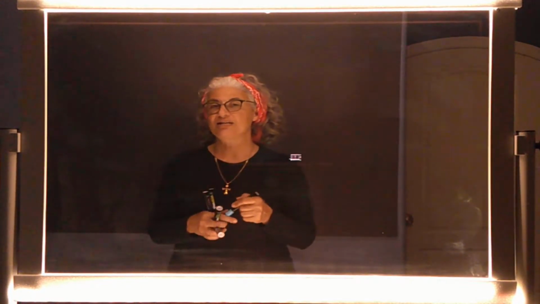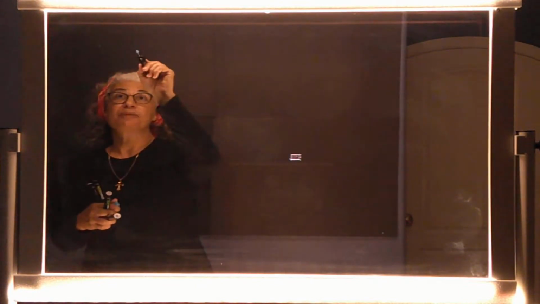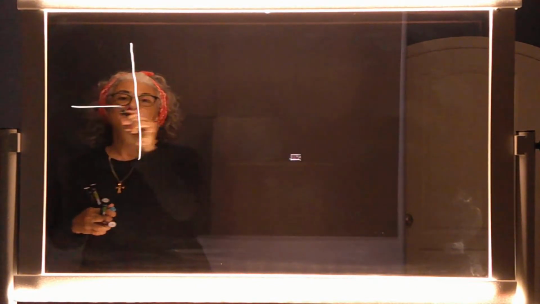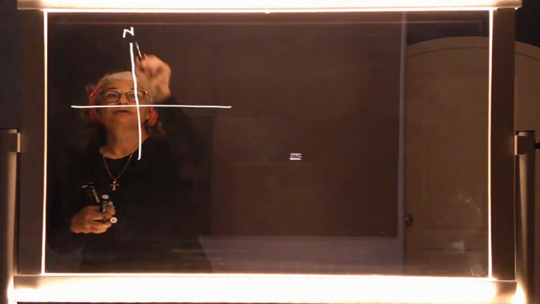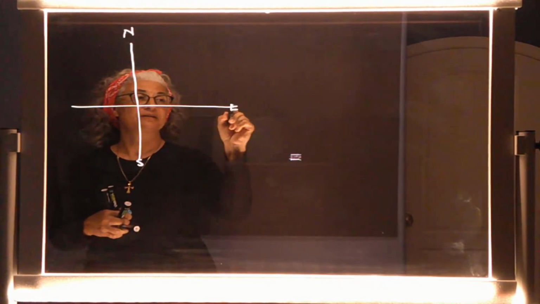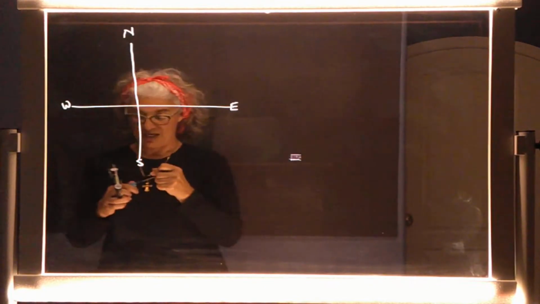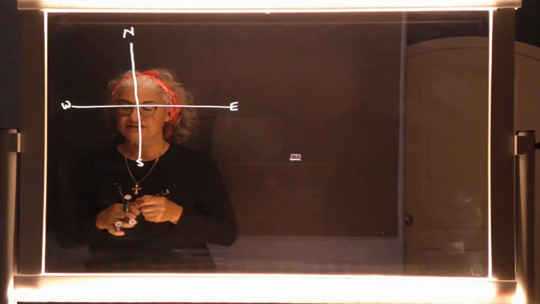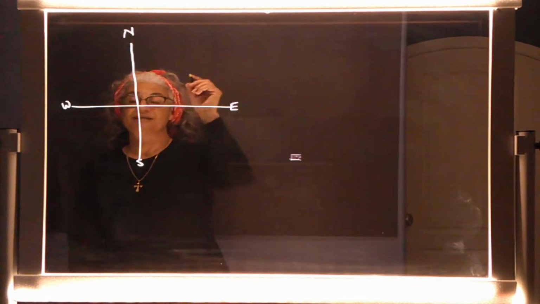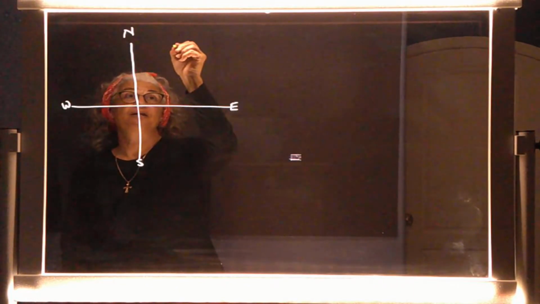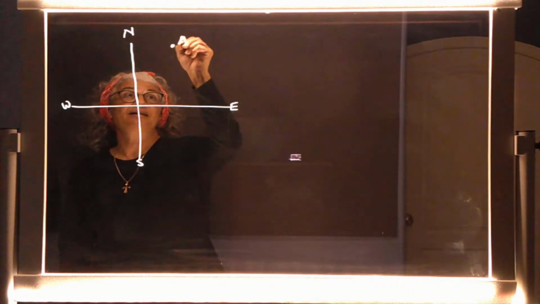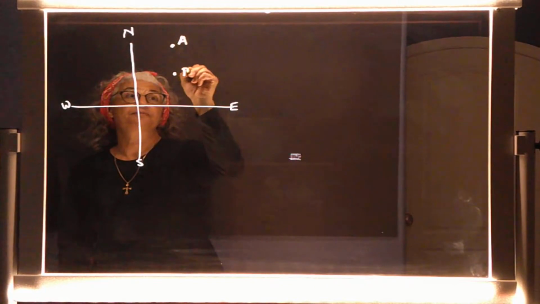Okay, so let's talk about the next problem. They were telling us we have 2 cities, City A and City B. They told us that City A was due north of City B. Agreed? So I'm going to draw my compass: north, south, east, and west. And they're talking about two cities. They said we have city A due north of city B. So here's city A, and here is city B.